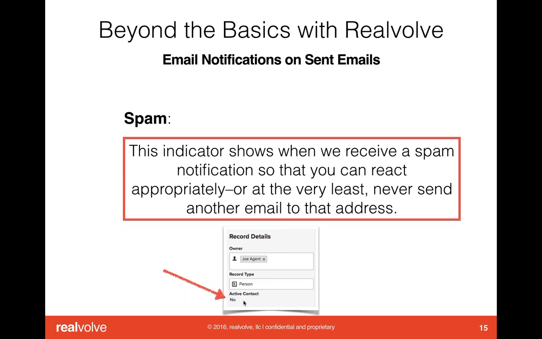Now, if you're doing one-offs where you're trying to send an email, it will allow it to go. But if you're doing workflows, if you're doing mass emailing, that type of stuff, any kind of automated stuff, even if you've selected that person to send, it will skip it if you've got the active contact set to no.